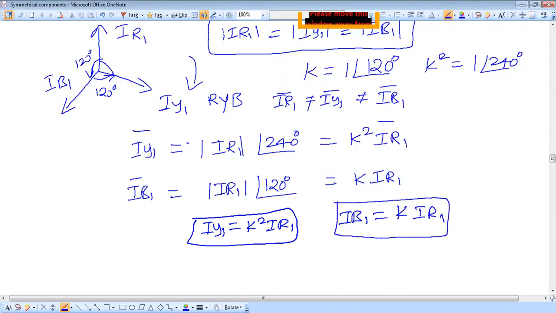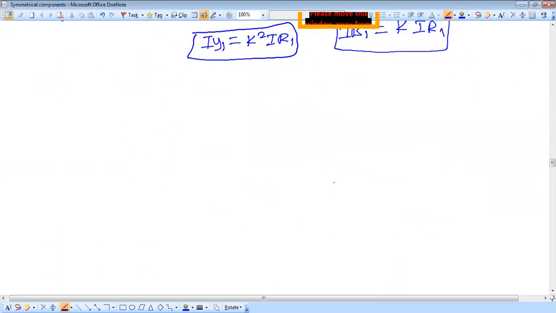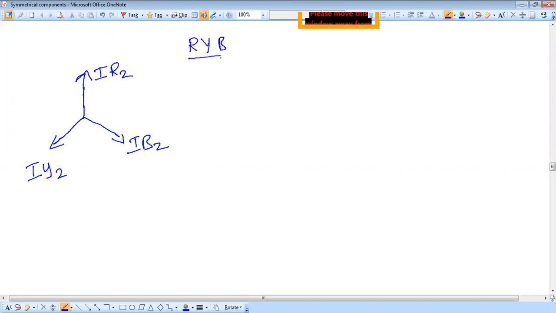Next, similarly we go for the negative sequence vector diagram. This is the vector diagram of the negative sequence. This is also a balanced component. The suffix 2 is for negative: this is IR2, this is IB2, this is IY2. In the last class we already discussed that my phase sequence is assumed to be RYB. This is the original phase sequence.